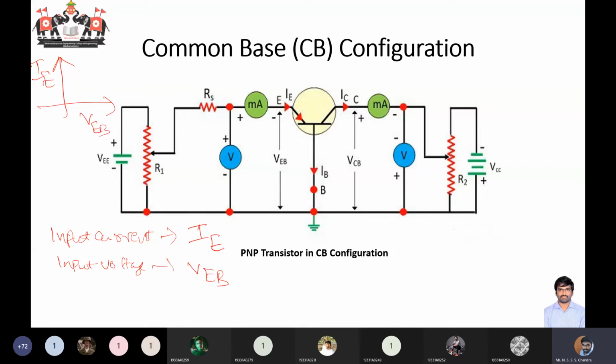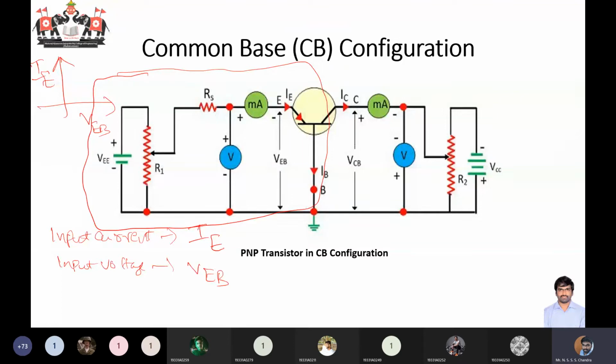Initially consider that you do not have the collector circuit. Let us say the collector circuit is open. If you only consider this portion, how does it look? Can I consider it as a PN junction diode? Yes, sir. So your characteristics will be very much similar to those of a forward bias PN junction diode. So your graph will be exponential.